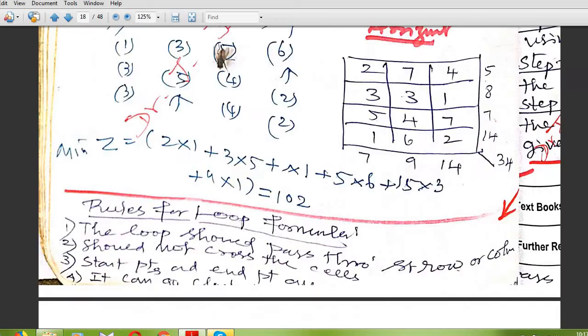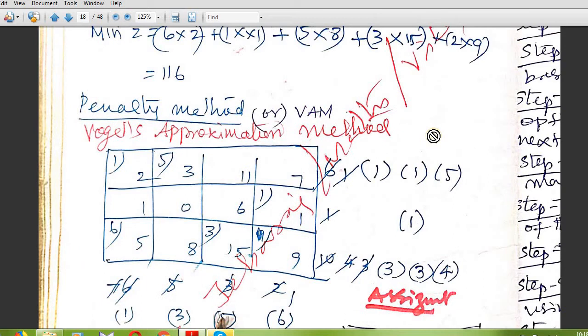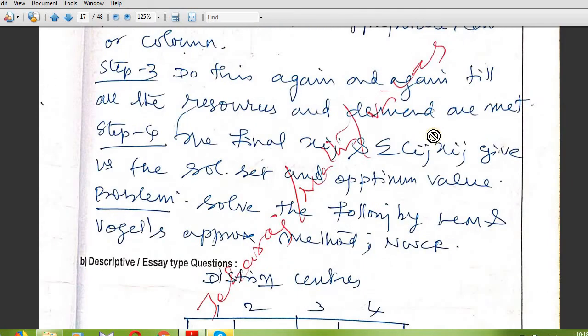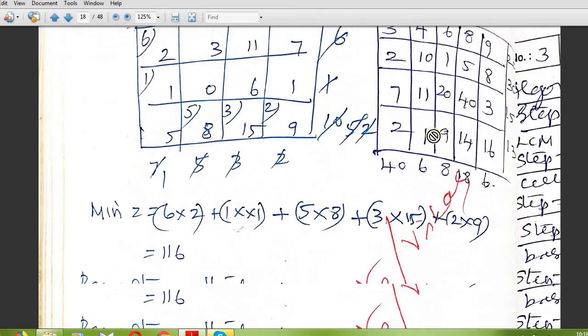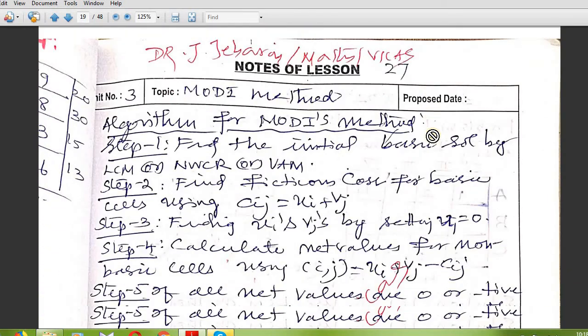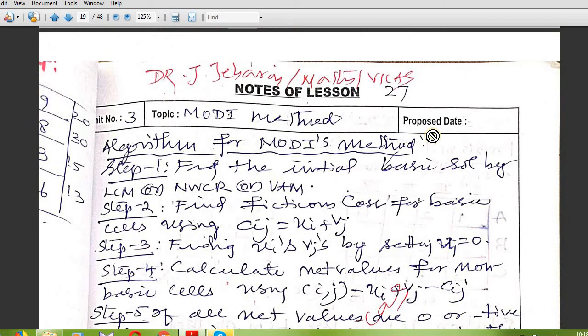We have studied the penalty method, Vogel's approximation method, least cost method, and northwest corner rule. But in this particular class we are going to study Modi's method. This Modi method is a very important method because it gives the optimum solution for us. Optimum means the transportation cost would be the minimum among minimums, and that is the least transportation cost this particular method will give. Therefore we say this is an optimum method.